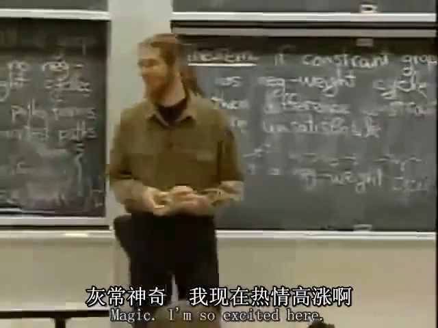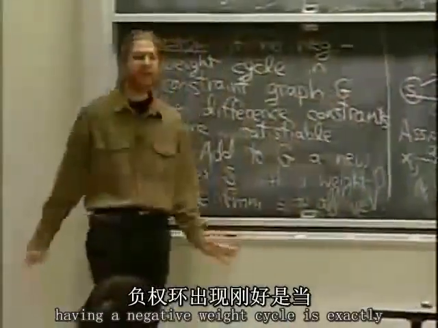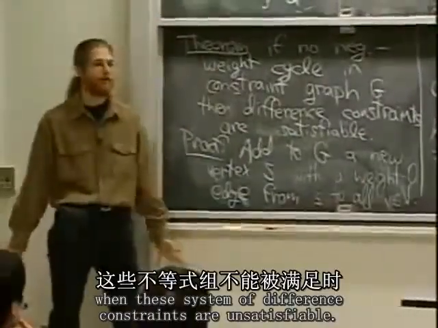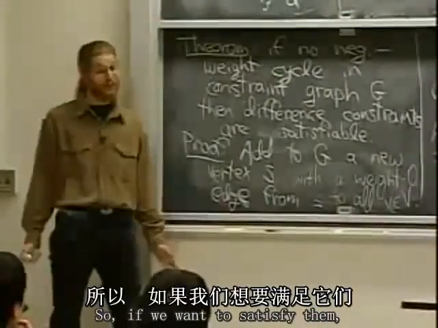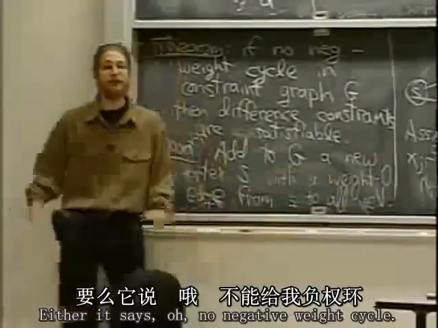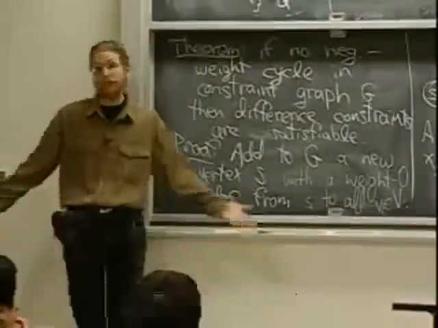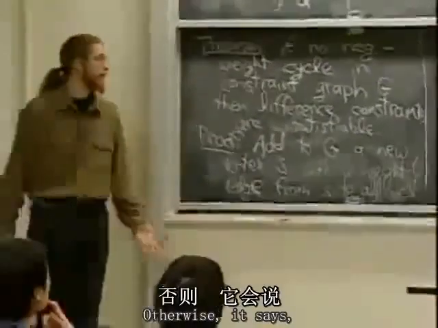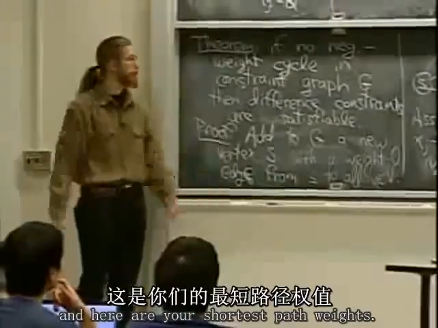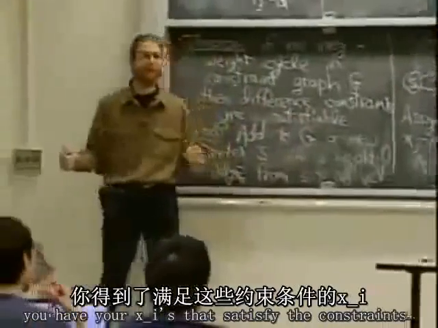I'm so excited here. So we've proved that having a negative weight cycle is exactly when this system of difference constraints is unsatisfiable. So if we want to find the right answer to x, we run Bellman-Ford. Either it says there is a negative weight cycle, then you're hosed, there's no solution, but that's the best you could hope to know. Otherwise, it says there was no negative weight cycle, and here are your shortest path weights. You just plug them in, and bam, you have your xi's that satisfy the constraints.